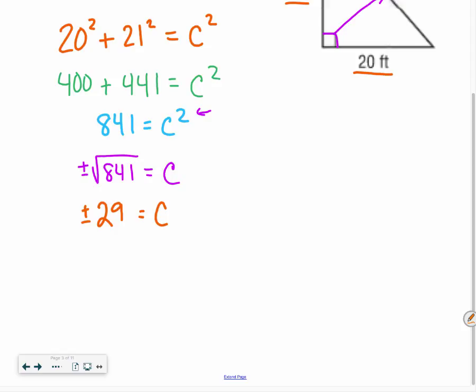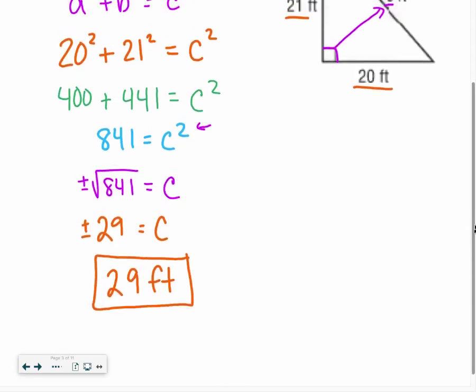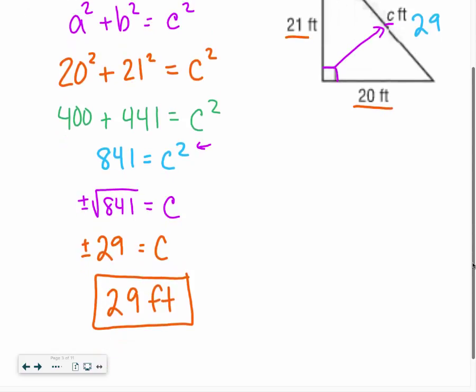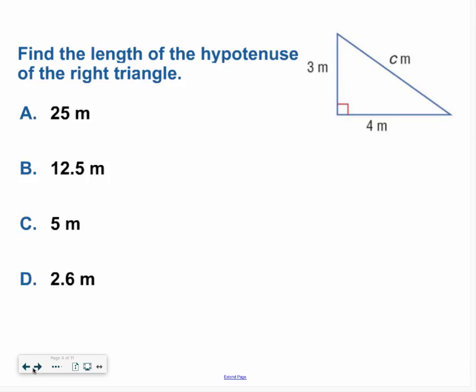What about a negative 29? Is it possible to have negative 29 feet? No, so we throw that negative out, and we know that C is 29 feet long. And if you compare, 29 is our biggest side of the triangle, so it works. Okay? Why don't you try one on your own, see how you do.